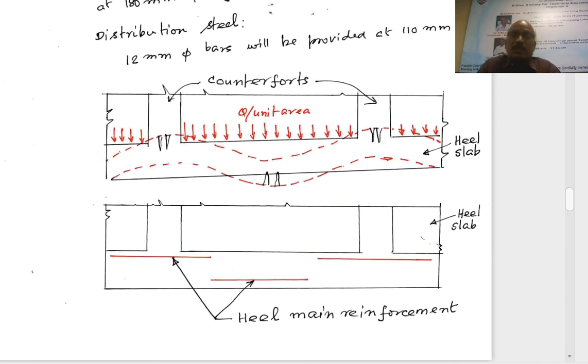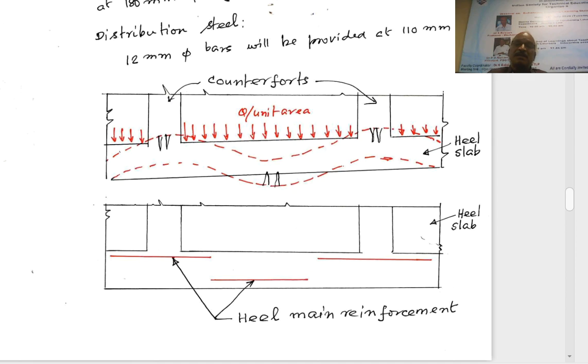So that's about the design of the base slab. Still, we have to design the main counterfort and reinforcement, front counterfort and reinforcement, then the connection between the main counterfort and the upright slab, and the connection between the base slab and the counterfort. These things are pending.